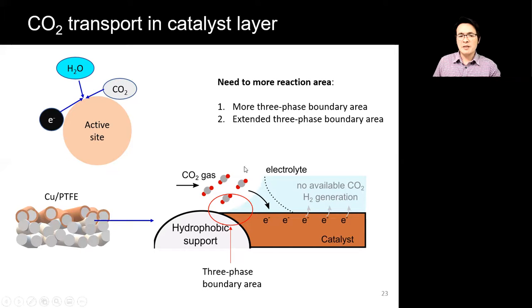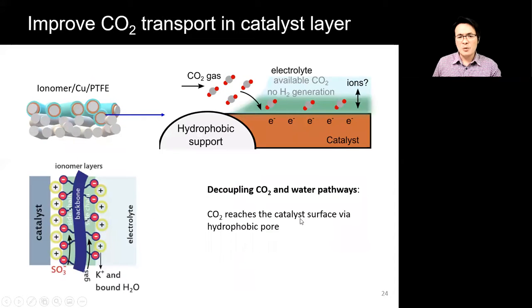The problem here is that the CO2 and the water are going on the same path to the surface of the catalyst. If you want to have the extended three-phase boundary, you will need to find a different way for the CO2 to go to the surface of the catalyst, one that is different from the path for the water. In other words, you need to decouple the pathway for CO2 and the electrolyte to the surface of the catalyst. So one idea we have in mind is to deposit on the surface of the catalyst a material which is both hydrophobic and hydrophilic, so that it can produce nanoporous hydrophobic pores to transport the CO2 while you have the hydrophilic part for the electrolyte to penetrate through.